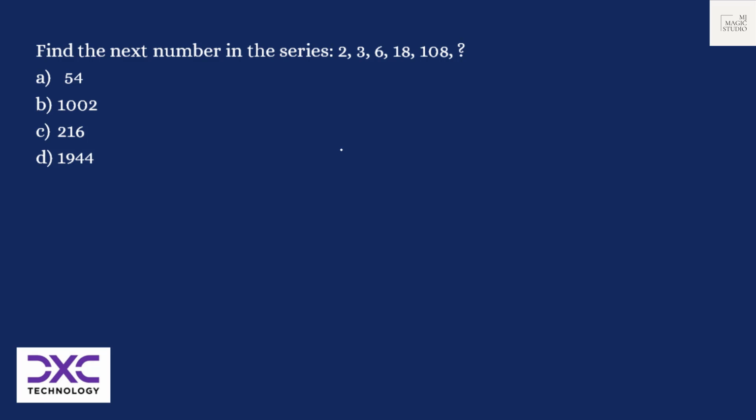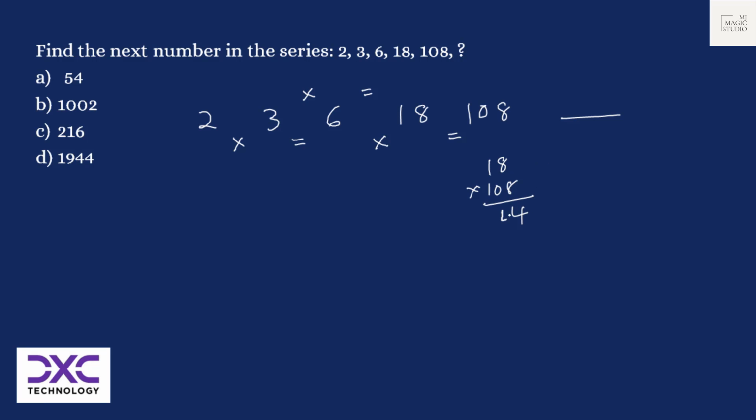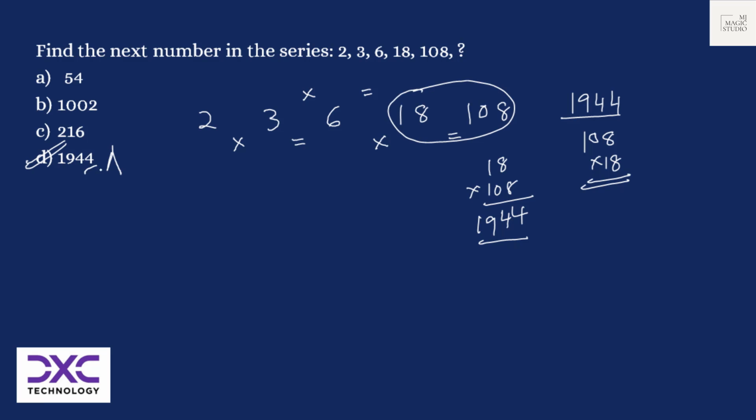So next one is finding the missing number in the number series, which is quite popular, and you might find one or two questions based on this in DXC examination. So let's see, it is 2, 3, 6, 18. As we are writing, we can observe what is happening. 2 into 3 is 6, 3 into 6 is 18, 6 into 18 is 108. So next one should be 108 into 18, which is 1944. Product of the two previous terms is the next term. Option D is the pick.